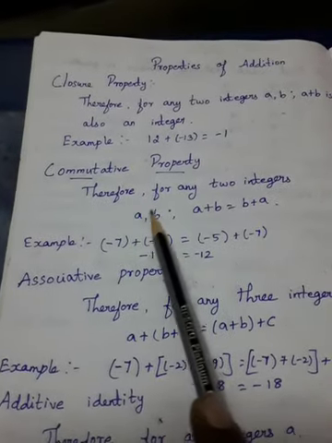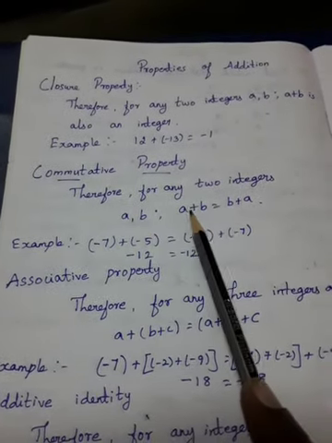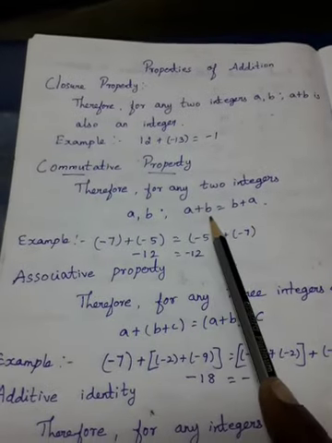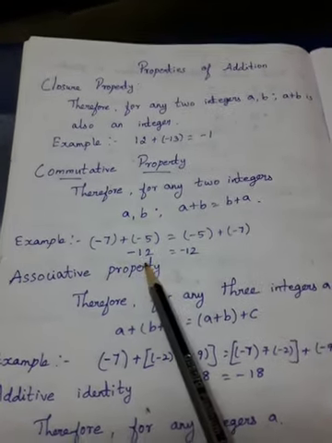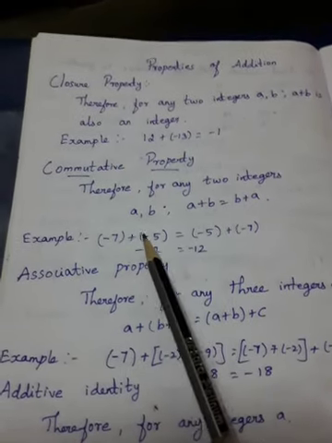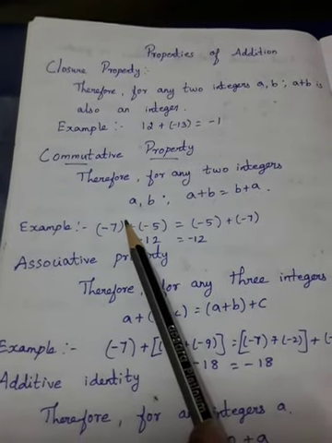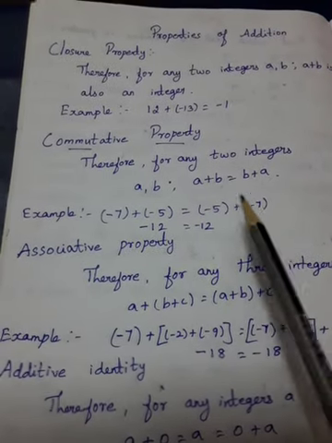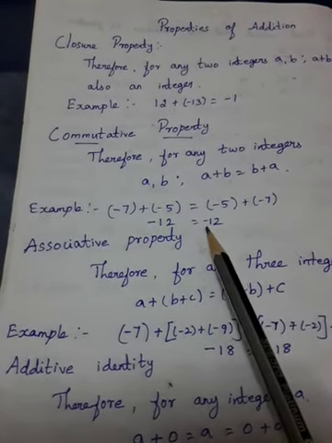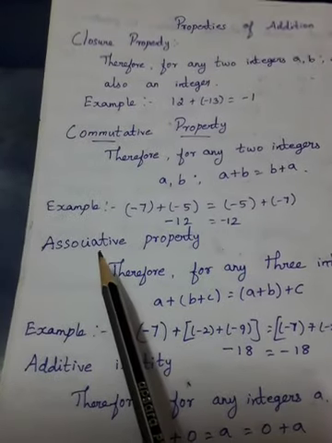Commutative property. For any two integers a, b, if we add a plus b, but we change the order and add b plus a, our answer should be the same. So the commutative property is, we add the two numbers, we change the order and add, our answer should be the same. Next, third one is associative property.